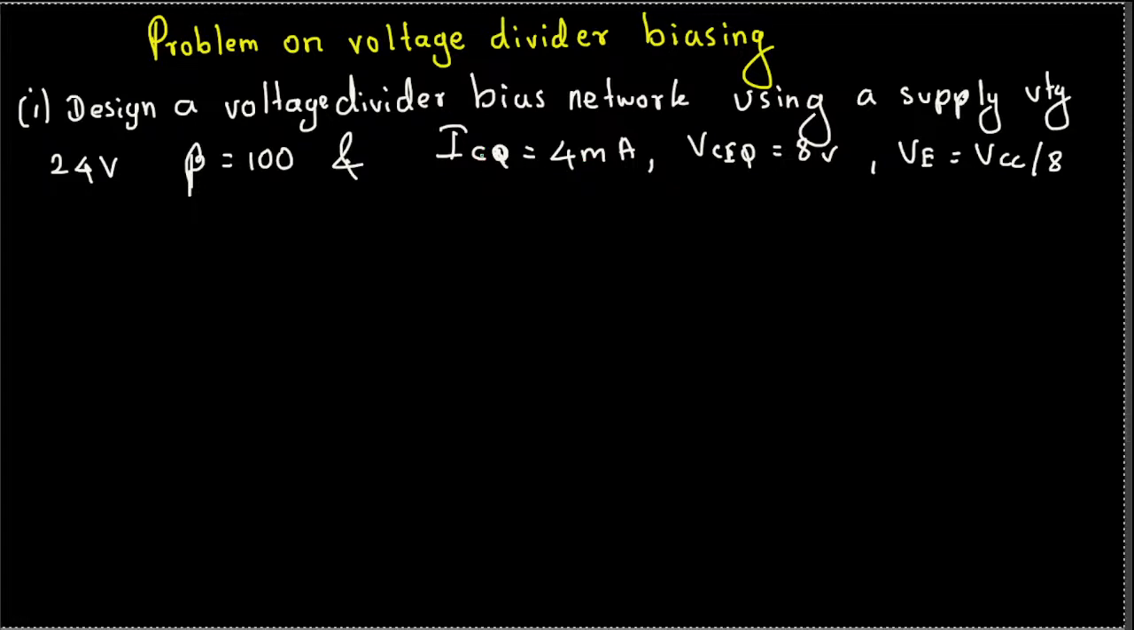Here, ICQ is the collector current, we have the emitter voltage, and we have the collector-emitter voltage, which is 8 volts. So all these are related to the BJT. And this is the voltage divider. We have to design a voltage divider circuit, and if you remember, a voltage divider circuit basically has a supply voltage, that is VCC. So when they say supply voltage 24 volts, that's VCC.